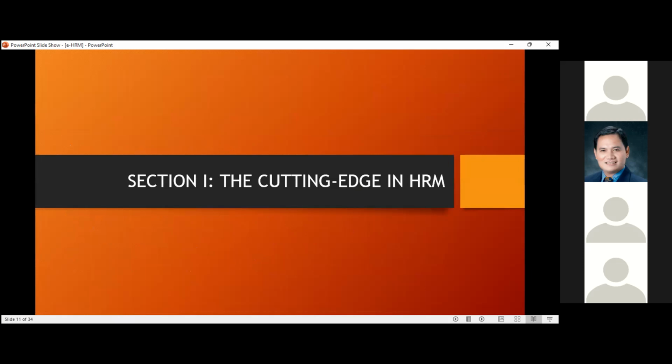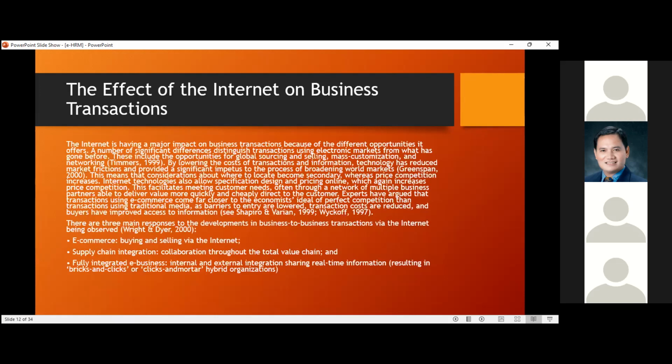So for section 1, the cutting edge in HRM, the effect of the internet on business transactions. The internet is having a major impact on business transactions because of the different opportunities it offers. A number of significant differences distinguish transactions using electronic markets from what has gone before. These include the opportunities for global sourcing and selling, mass customization, and market friction, and provided a significant impetus to the process of broadening world markets.